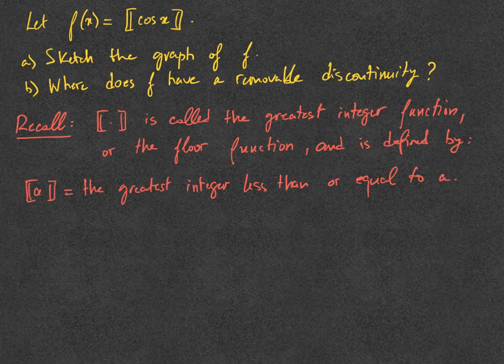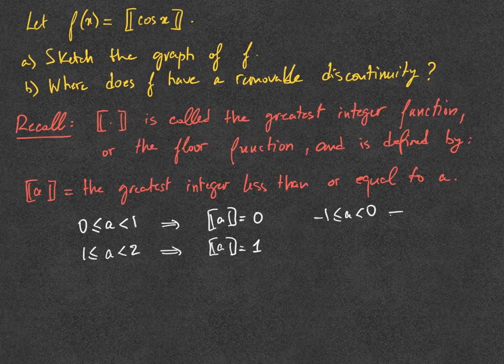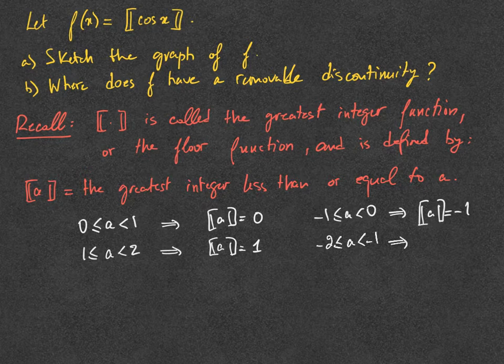So this means that if a is between 0 and 1, 0 included, 1 excluded, then the floor function of a is equal to 0. If a is between 1 and 2, then the floor function of a is equal to 1, and so on. Let's now check what happens on the negative side. So if a is between -1 and 0, -1 included and 0 excluded, then the floor function of a is equal to -1. If a is between -2 and -1, -2 included and -1 excluded, then the floor function of a is equal to -2, and so on.